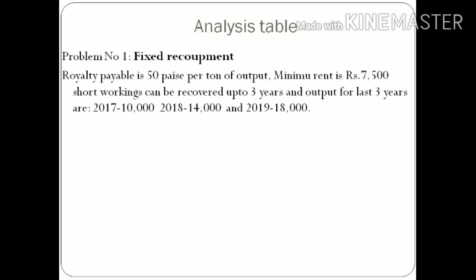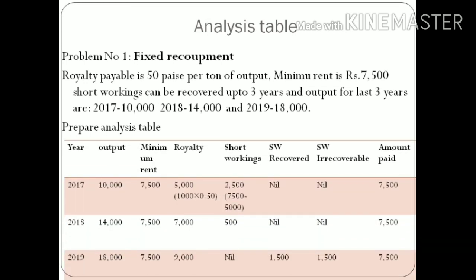Okay, they have given the output, they have given the minimum rent, they have given how much royalty is payable. Let us prepare the analysis table. You can see here, this is the format for preparing the analysis table. We have considered first years, next output which has been given in the problem, otherwise they will give sales. Output or sales we just need to consider. Next minimum rent we just need to consider. Next royalty, we can calculate with the help of the example I have given there. Next short workings recovered, short workings irrecovered, amount paid.